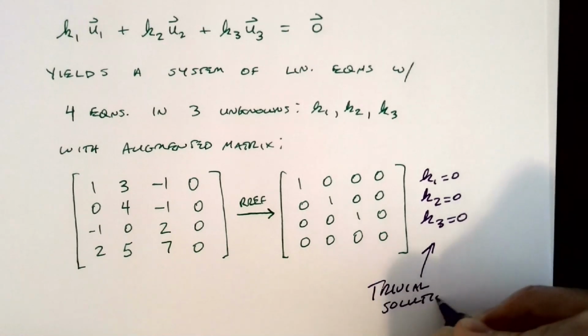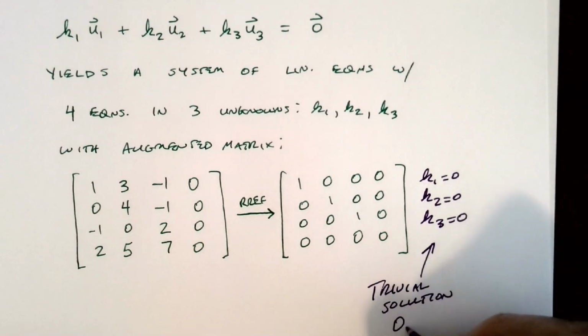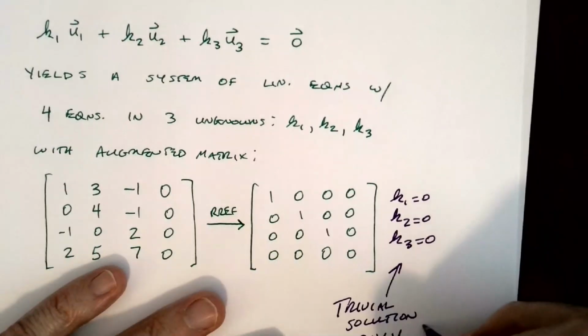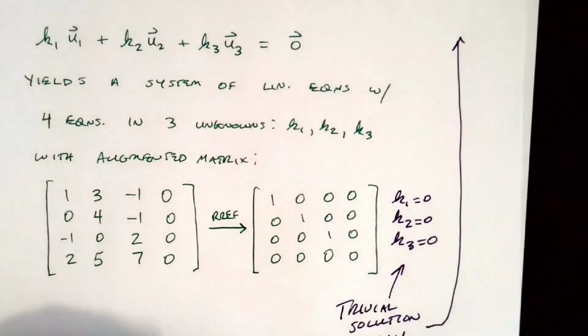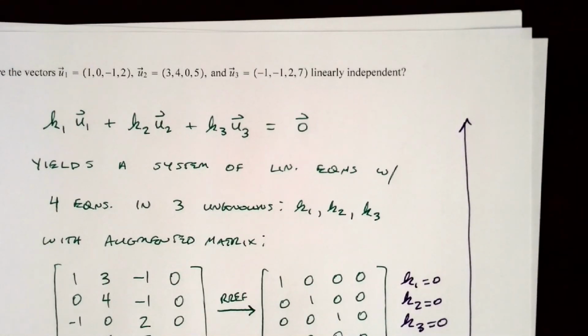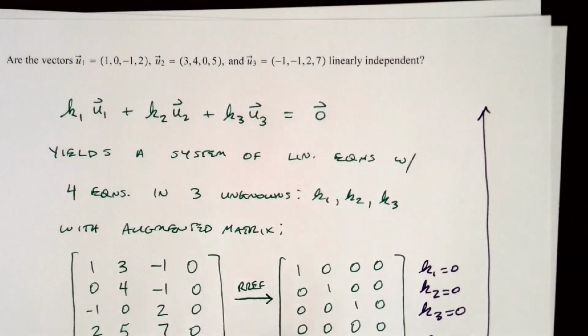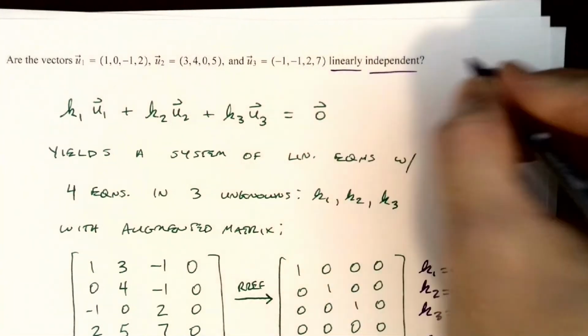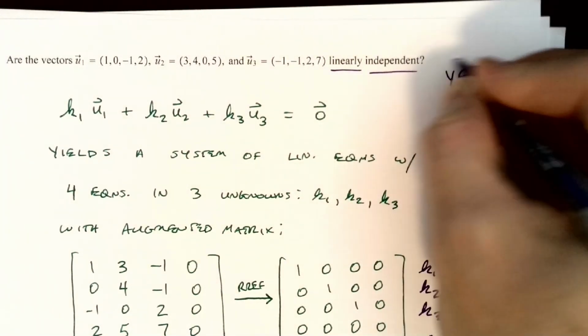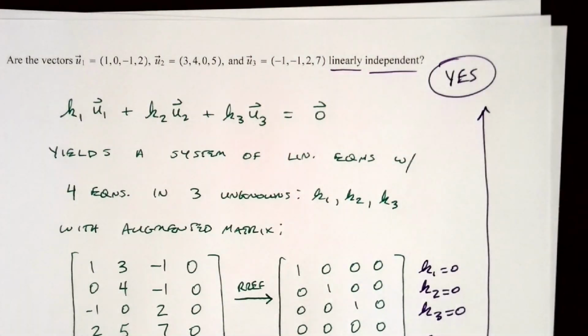And we knew we had the trivial solution. We're just proving that it's the trivial solution only. That's the important thing, that it's only the trivial solution. Therefore, what do we know about these vectors? Are they linearly independent? Yes. They are linearly independent.